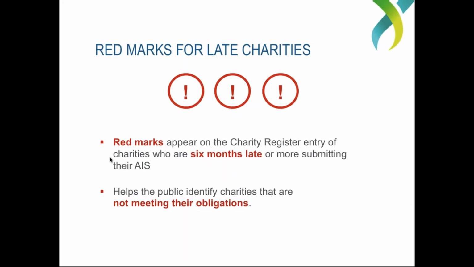What I mean there is a red mark will display on your charity's register entry indicating that the annual information statement is 6 months or more late. With the increasing uptake of the charity register by the public, donors, funders and grant makers using it to look at charities' details, having this particular notification on your record might be detrimental for you. So we do encourage you to get that annual information statement submitted within the due date to avoid this red mark displaying on your record.